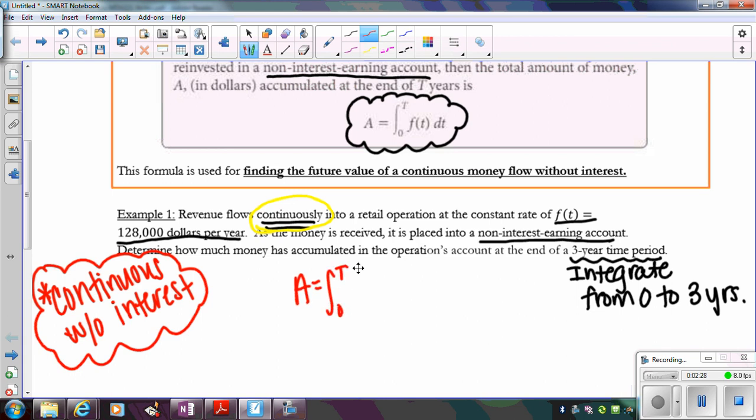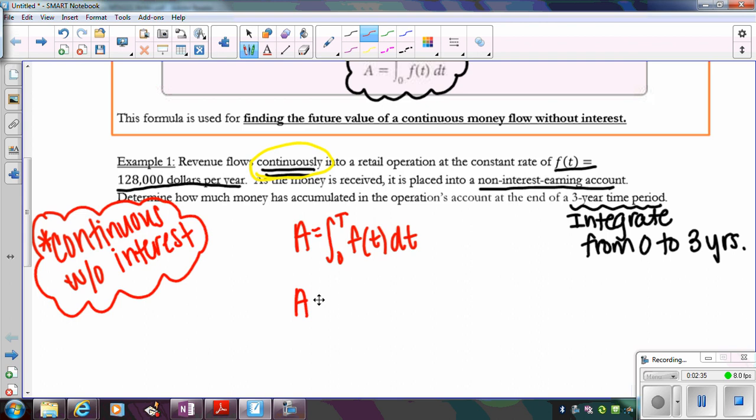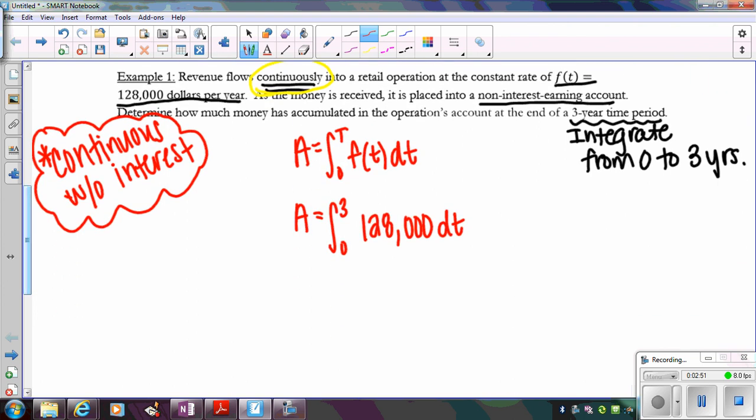So from 0 to t of f of t with respect to t. Now if we're trying to find the amount or the future value, we're going to integrate from 0 to 3. My function here is 128,000, so it's just a constant. And then we just do a regular integral. So from here, it's not anything new. It's just setting it up as the new part. The integral of 128,000, or the integral of a constant, will always be that constant times t. And then I'm going to be plugging in 0 and 3.